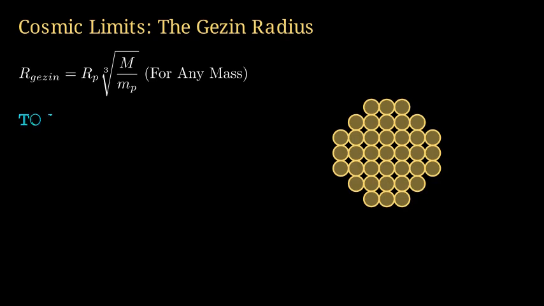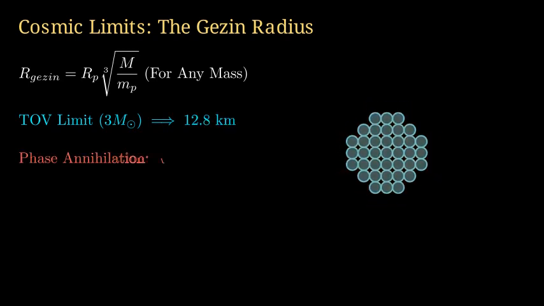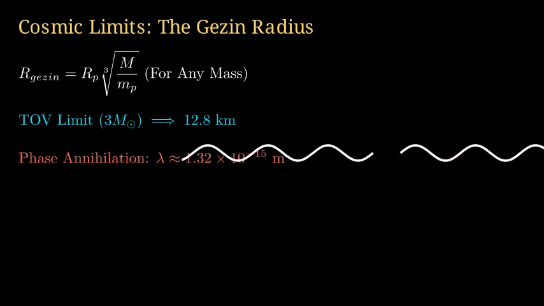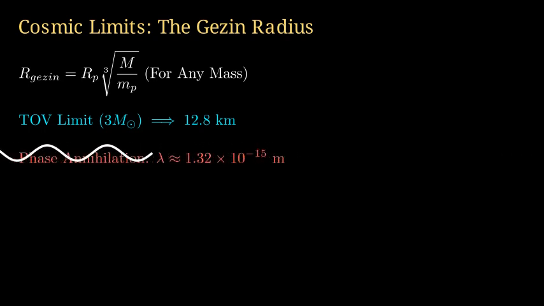Evaluating a 3 solar mass object. The Tolman-Oppenheimer-Volkoff limit, where standard physics assumes total collapse. The math yields a solid crystalline sphere exactly 12.8 kilometers wide. If mass continues to accumulate, the topologies physically self-intersect. The lattice shatters, unspooling instantly into pure 938 mega-electron-volt gamma rays.